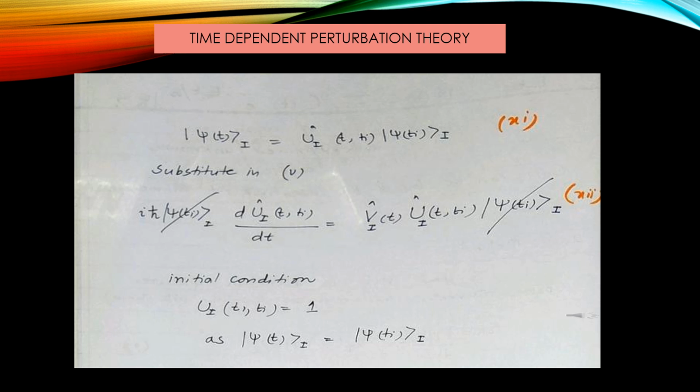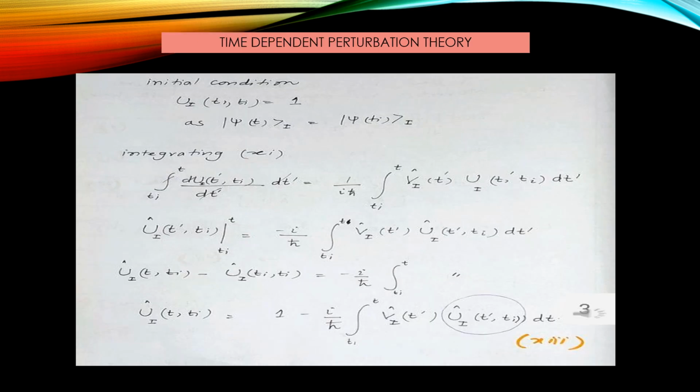Now substitute in equation 5, and we have a first order equation in U. To solve it, we should know the initial condition. The time evolution operator in the interaction picture is equal to 1 when both times are the same, as at that time the initial state vector is equal to the final state vector. Integrating equation 11 from limits t i to t, we have equation 13. We will solve it by using the iterative method.